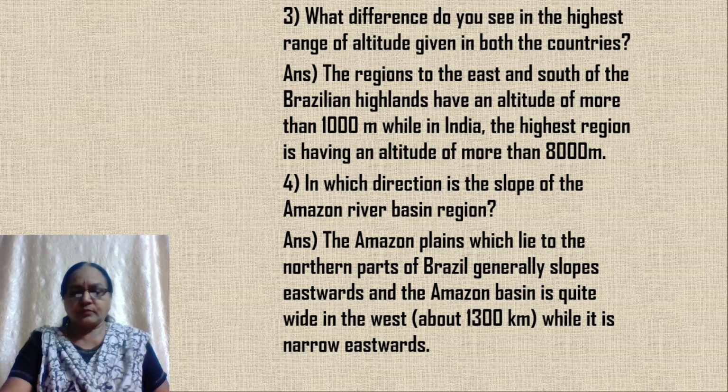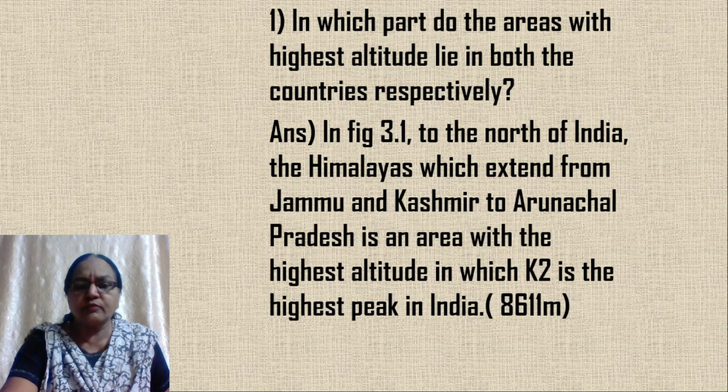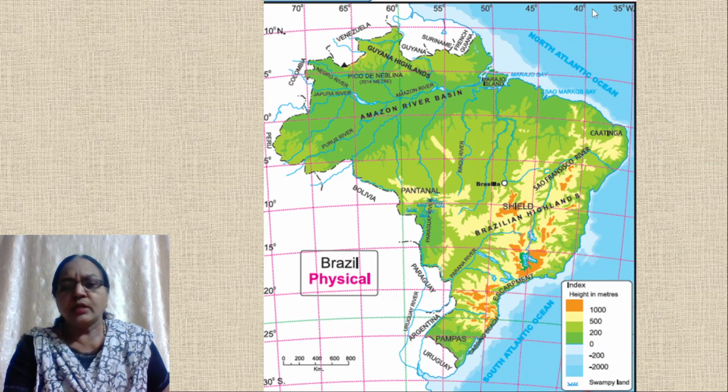In which direction is the slope of the Amazon River Basin region? Now, can you see the Amazon River Basin, children? This is the Amazon River Basin, and it slopes northwards. At the mouth of the river, it will be more than 150 kilometers.